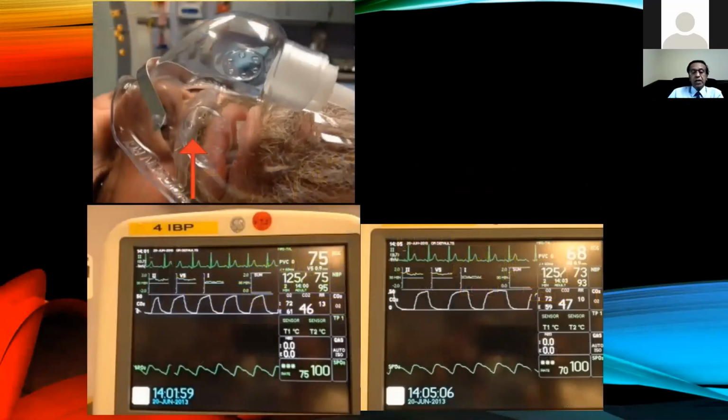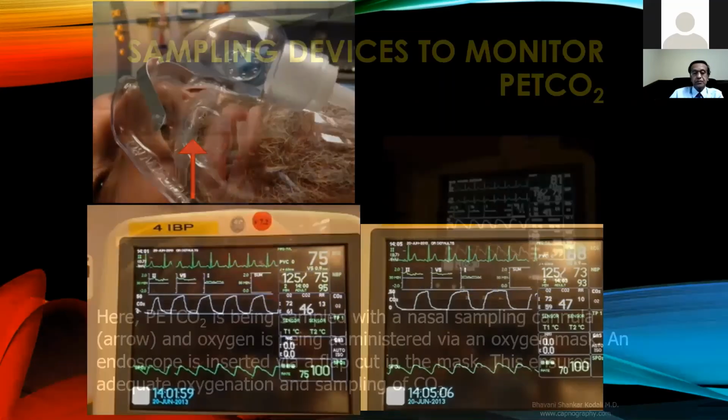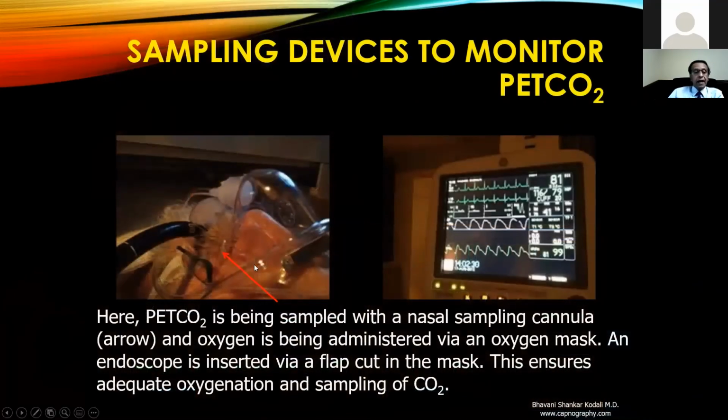Now, when I monitor CO2, what I generally do is put a nasal cannula, as you can see from this red arrow, to monitor CO2 alone and put an oxygen mask. And you see how normal looking capnograms you get. And I actually make a small hole in the mask so that the endoscope can be introduced through that hole, and the procedure can be done, and your capnograms still look more or less normal.